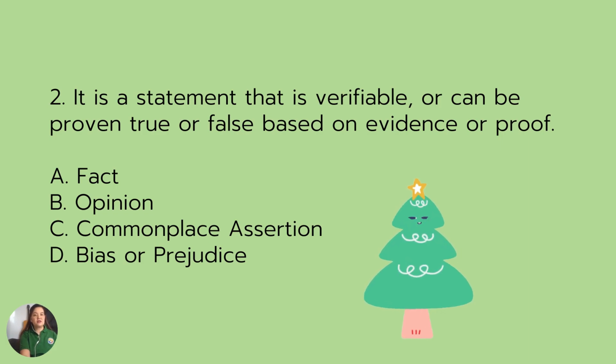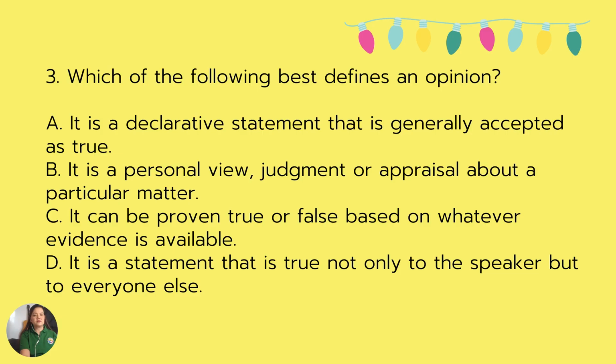Choices: A, fact. B, opinion. C, commonplace assertion. D, bias or prejudice. Number 3, which of the following best defines an opinion? Letter A, it is a declarative statement that is generally accepted as true. B, it is a personal view, judgment, or appraisal about a particular matter. Letter C, it can be proven true or false based on whatever evidence is available. And letter D, it is a statement that is true not only to the speaker but to everyone else.